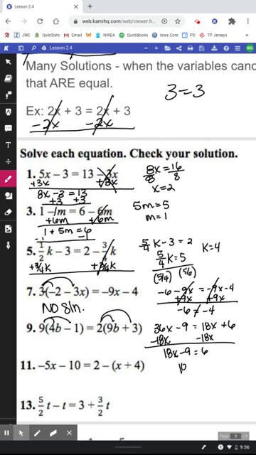Third step, add or subtract. So I'm going to add 9 to both sides, which gives me 18x equals 15. Divide both sides by 18. And I'm going to do 15 divided by 18, math, enter, enter, to reduce my fraction. So I get that it equals 5/6.